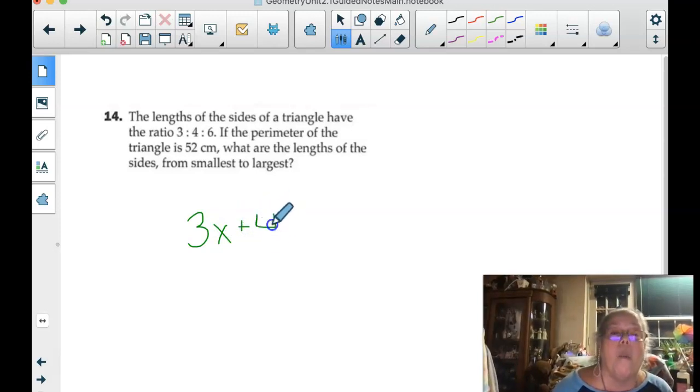another side. Oh my God. Where did I learn to speak? Plus 6x. Okay, so notice I'm throwing in x's. And the perimeter, when I add the lengths of the sides, it's going to be 52.